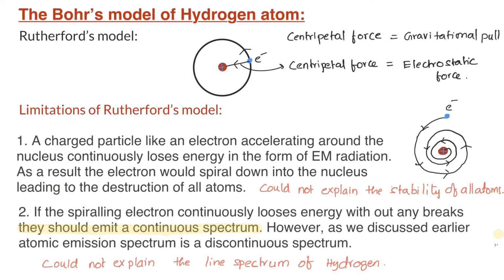In the year 1913, after working in Rutherford's lab for a considerable amount of time, Niels Bohr proposed his model of atom. He combined the laws of classical physics with a few quantum concepts and some clever assumptions to propose his model of atom. We are going to discuss the postulates of Bohr's model of hydrogen atom in the next few slides.